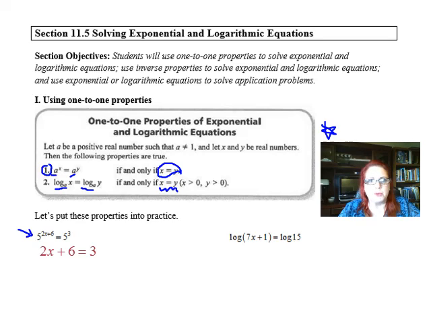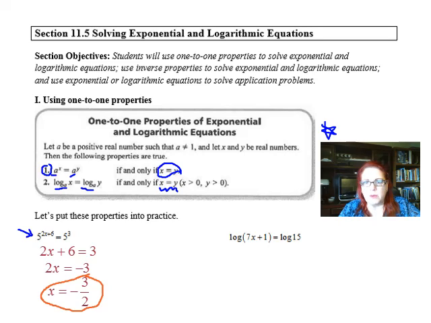We're going to subtract 6 from each side, and we're going to get 2x equals negative 3. And then we're going to divide by 2 to get our final solution. x will be all by itself, and x is equal to negative 3/2. So once we get to an x equals something, we have reached our solution.